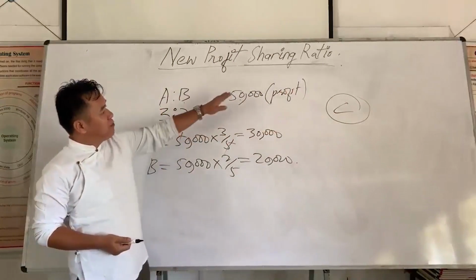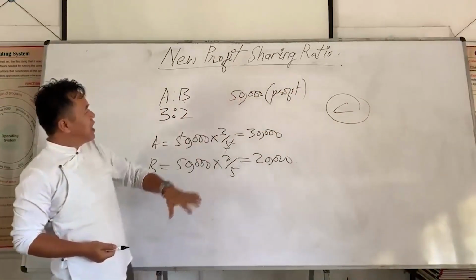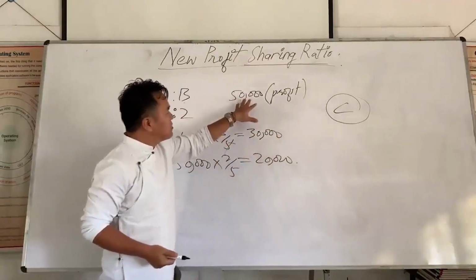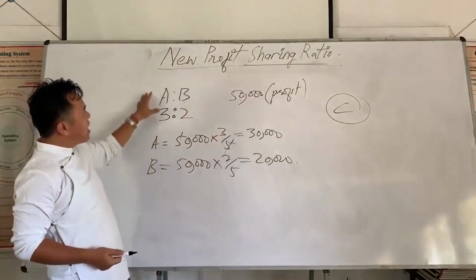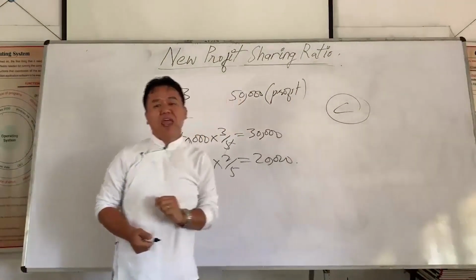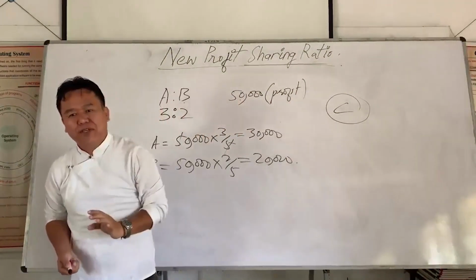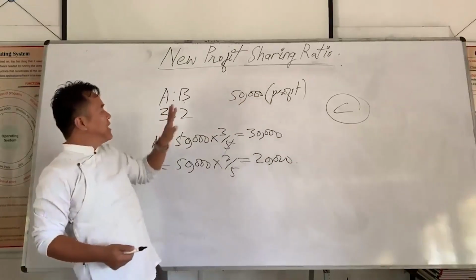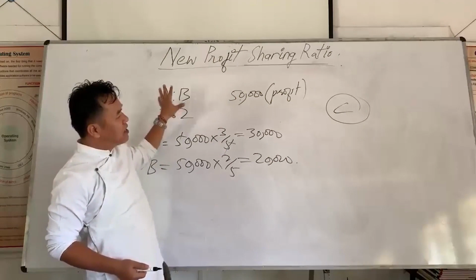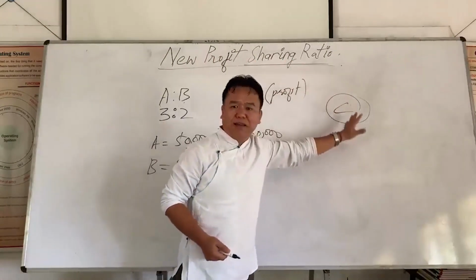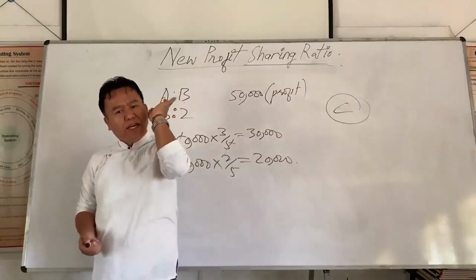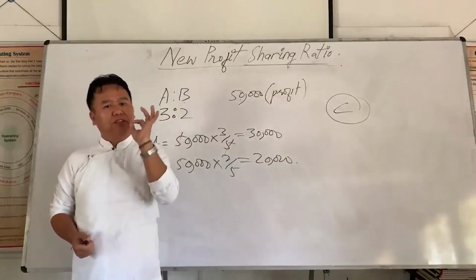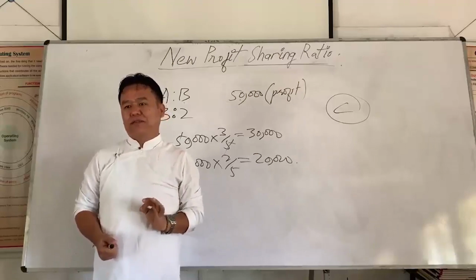Suppose the profit of 50,000 is distributed amongst all the partners, including the new partner, that is, amongst A, B, and C. Then A and B will not get the same profit. They are going to get less, because they sacrifice a part of their share in favor of the new partner, C. Therefore, it is very necessary to calculate new profit sharing ratio whenever a new partner is admitted.